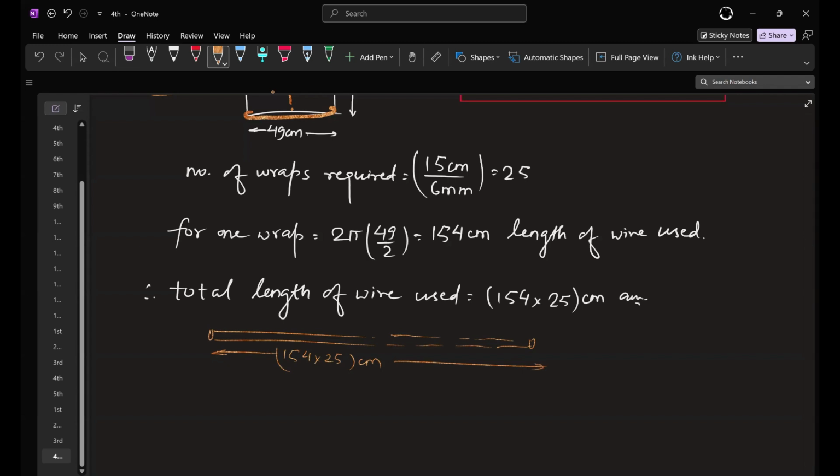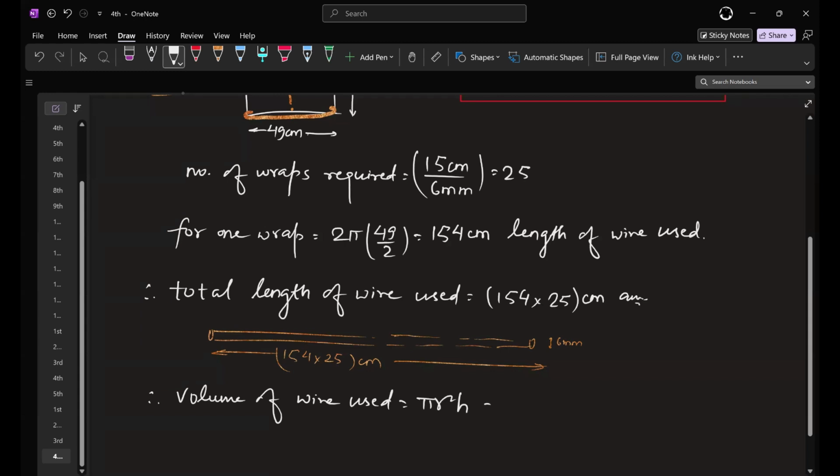And we know that this is also a cylinder whose diameter is given as 6 millimeters. It means the volume of wire used would be... what is the volume of a cylinder? Pi r squared height. It means pi into what is r? 6 upon 2, right? 6 upon 2 into 10 to the power minus 1 in centimeters.